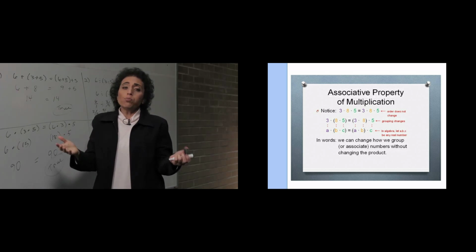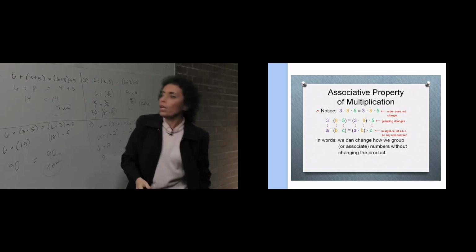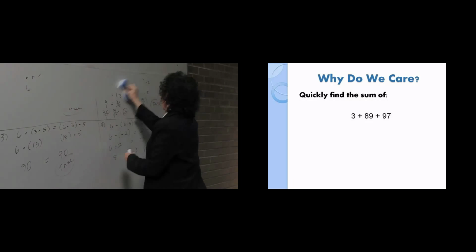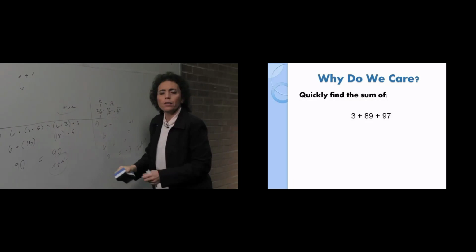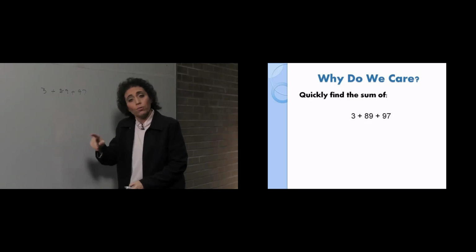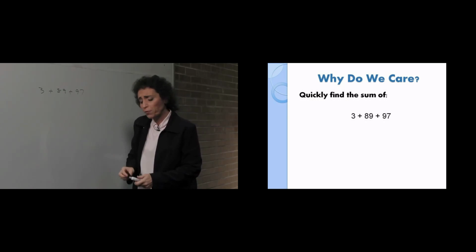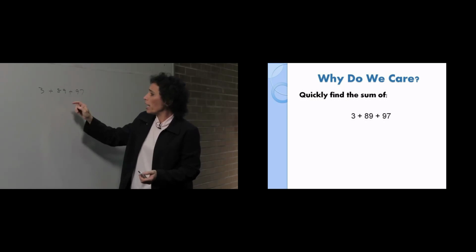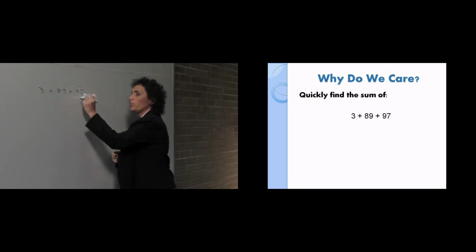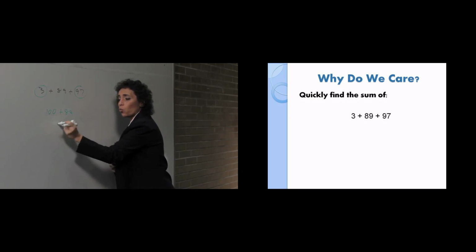Okay? Now, you're probably thinking, why do we care? Well, let's see why we care. In your workbook, it has this. Quickly find the sum. And I'm sure you can do it quickly, but I want to make a point here. Even though there's no parentheses, people like to go from left to right. But if you think about this, I can associate the 3 with the 97. I can group them up differently. And that would make my life a whole ton easier because 97 plus 3 is 100. And then 100 plus 89 is 189.